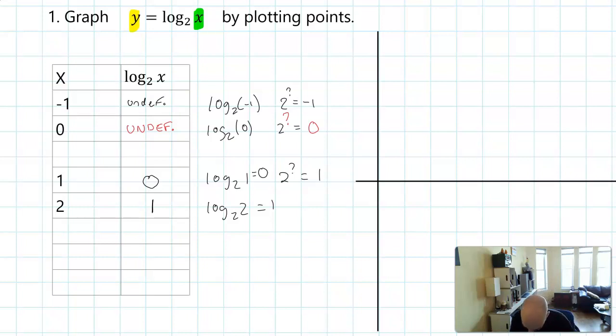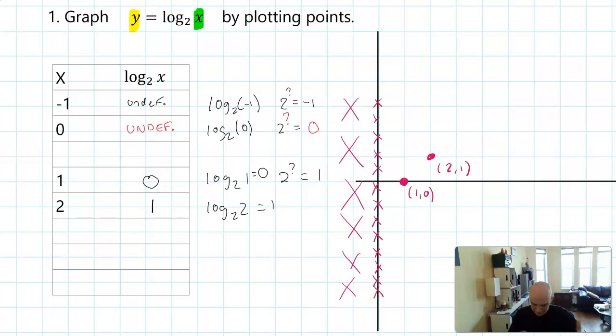Well, that's not bad. So I have 1, 0, and 2, 1. And I have some undefined values over here. We'll just do an x for undefined. And maybe even an x to say, hey, I'm undefined on that axis too, right? But I want to get some more values, because at this point, 2 points doesn't really make a line. I don't know what's going on.